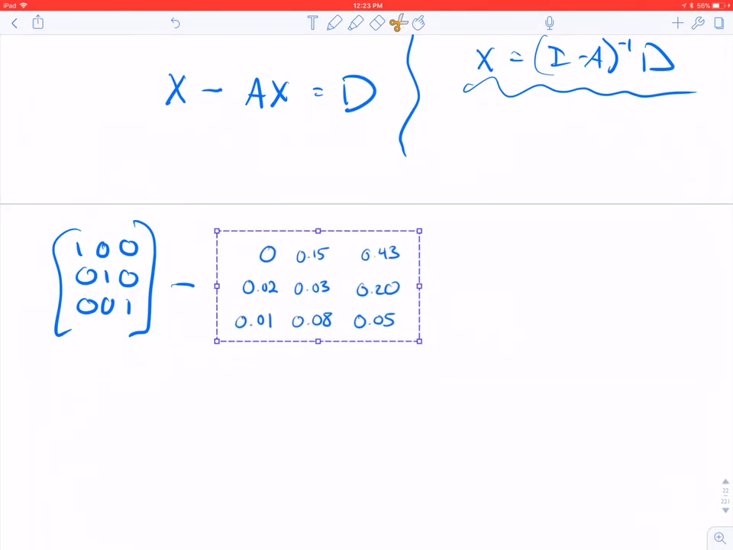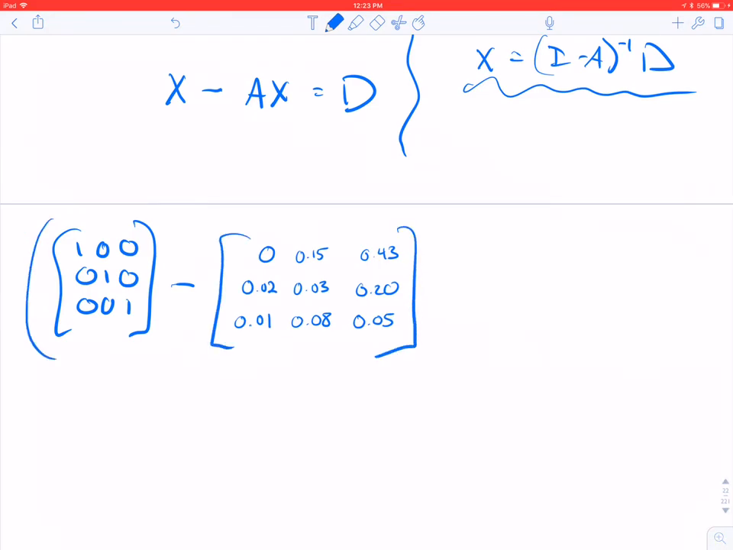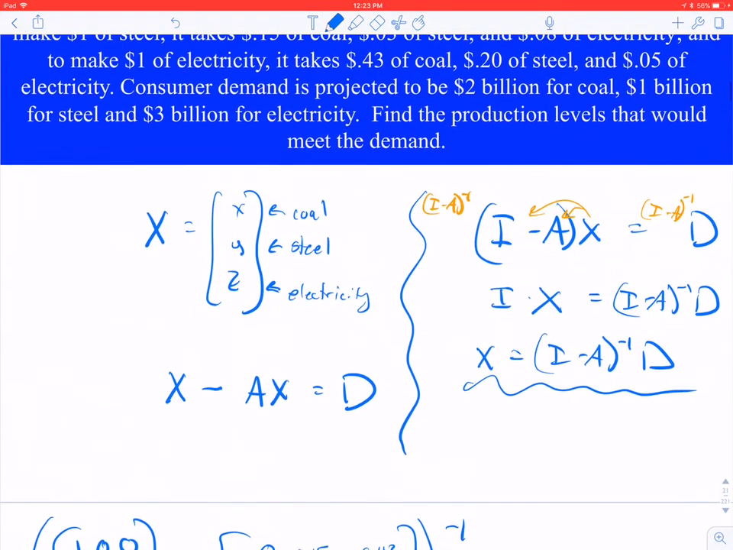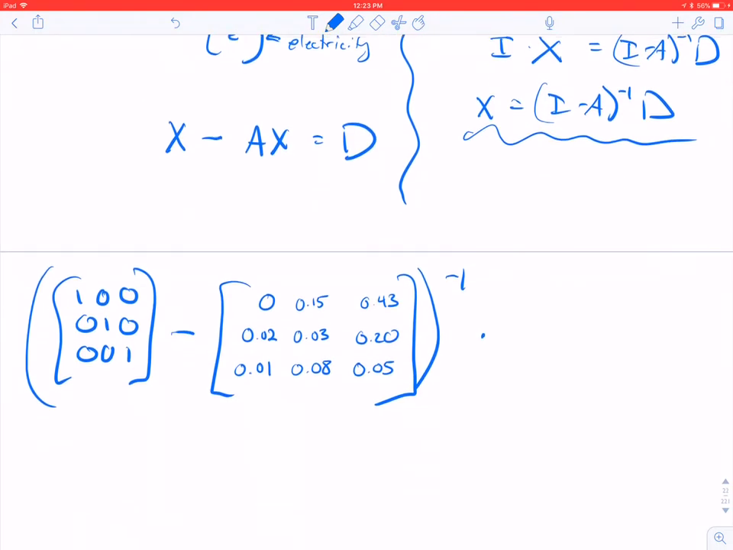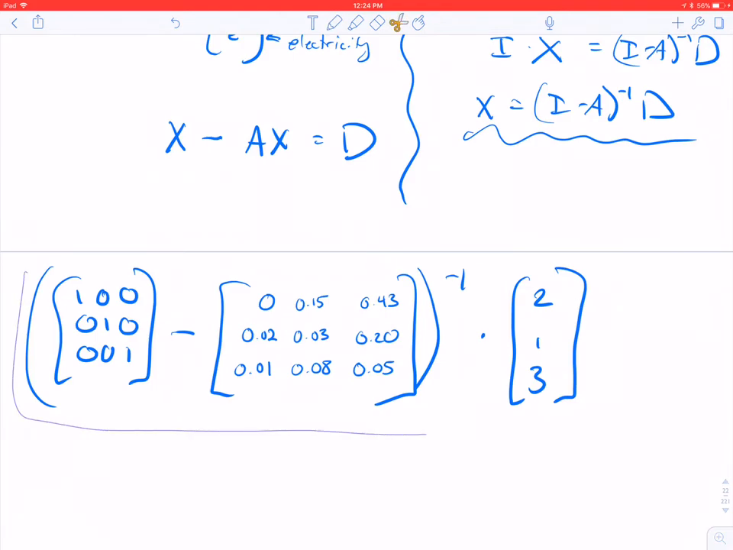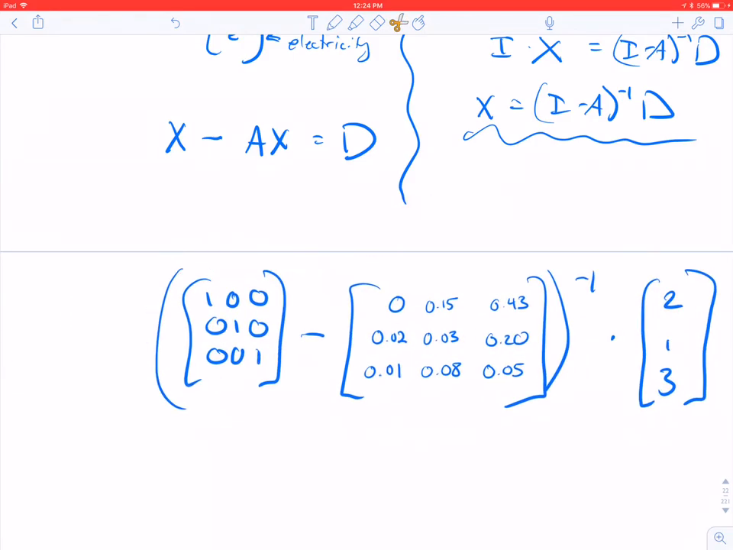Okay, this is fine. So that's the I minus A in parentheses. Then I want to take the inverse of that and then multiply that by our demand matrix, which is 2, 1, 3. So then our x should be equal to that.